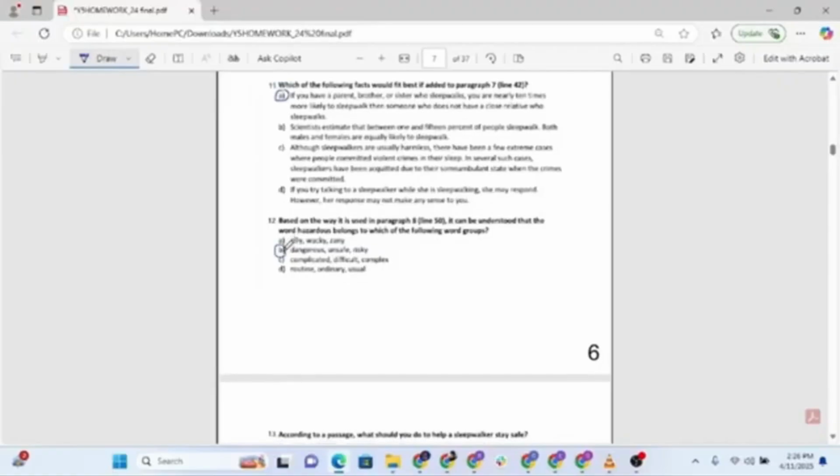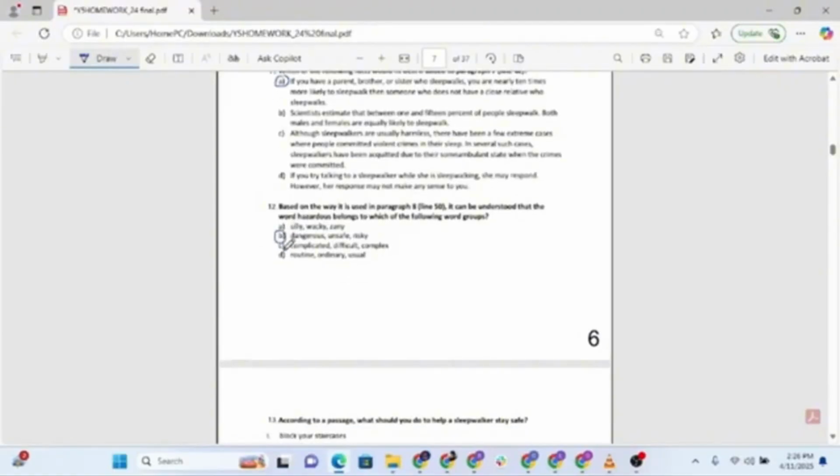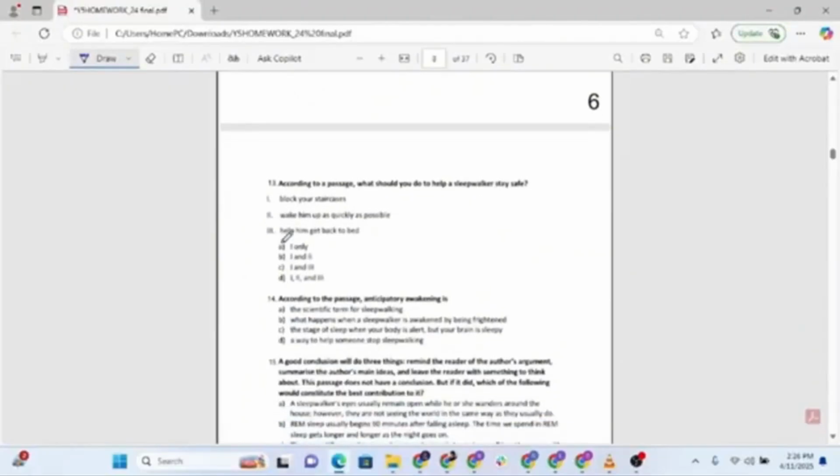Explanation. In paragraph 8, the word hazardous means something very dangerous, like falling down stairs or using sharp tools while asleep. This is why it belongs to the group of words meaning dangerous, unsafe, or risky. Question 13. According to the passage, what should you do to help a sleepwalker stay safe? Statement 1. Block your staircases. Statement 2. Wake him up as quickly as possible. Statement 3. Help him get back to bed. The correct answer is option C, statements 1 and 3 only.